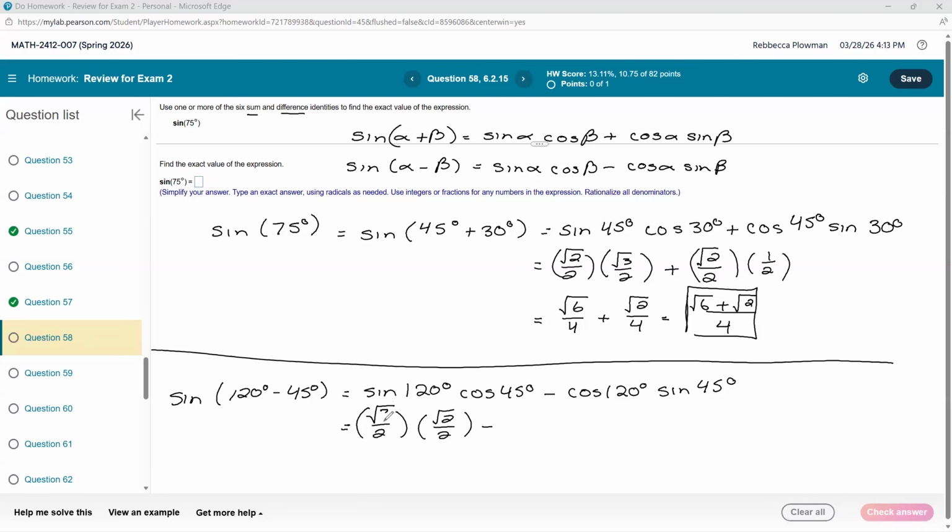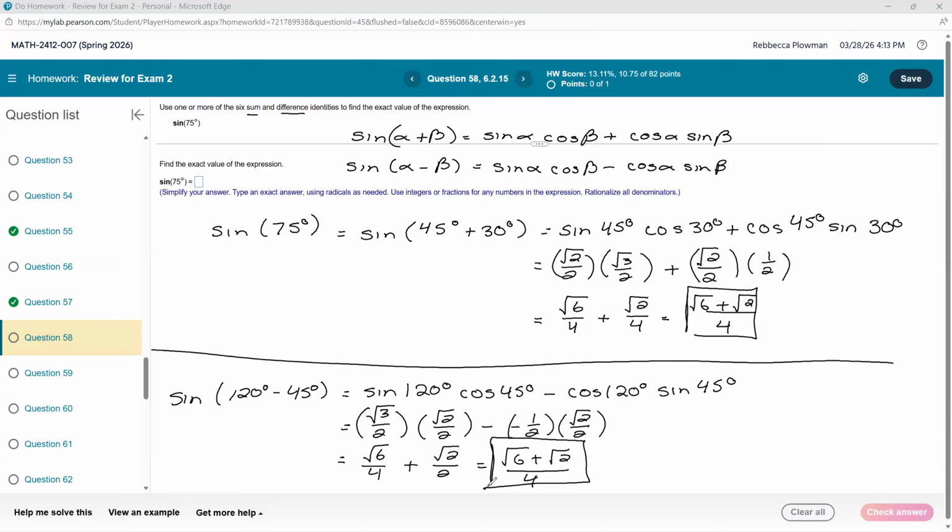Sine of 120 degrees is square root of 3 over 2. Cosine of 45 is square root of 2 over 2. Cosine of 120 degrees is the negative 1/2. And then 45 degrees is once again square root of 2 over 2. So we get square root of 6 over 2. Negative and negative makes a positive, so we get square root of 2 over 2. So square root of 6 plus square root of 2 over 4. So you get the same answer.